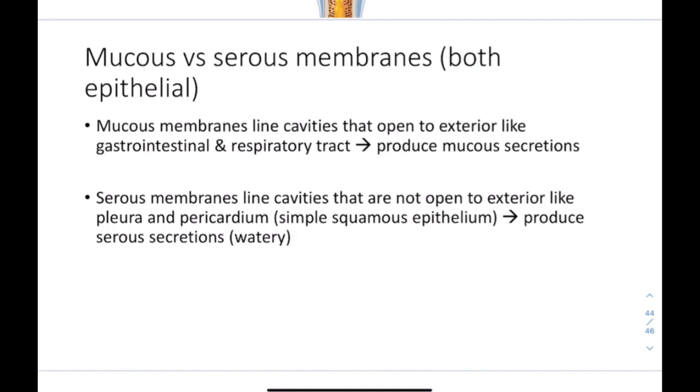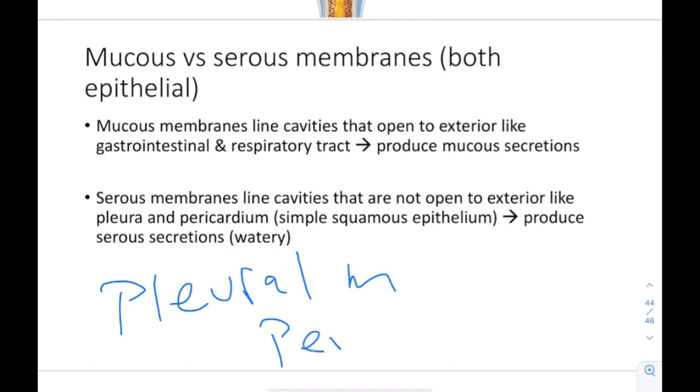Okay, and let's talk about serous membranes. They line cavities that are not open to the exterior, like the pleura and the pericardium, or the pleural membrane or the pericardial membrane. It's the same thing. When you say pleura, it means pleural membrane, or when you say pericardium, it means the pericardial membrane. But usually for the pericardium, they just call it pericardium. And the serous membranes produce serous secretions that are watery in nature.